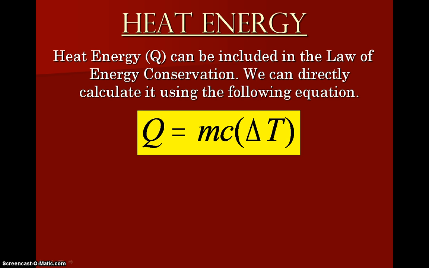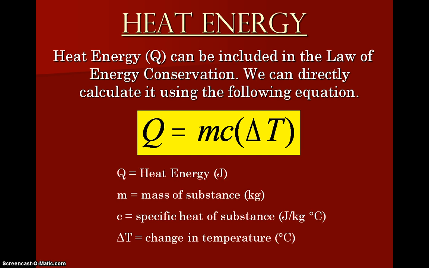So Q is heat, or the amount of heat energy, and it's in joules. M is the mass of a substance. C is the specific heat, and the change in T is the change in temperature. Essentially what this equation means is it quantifies the amount of heat energy that it takes to heat up a certain mass of something. That makes sense. If you've got a whole lot of it, it's going to take more energy to change its temperature. The amount that you change its temperature is going to be directly proportional to the heat.